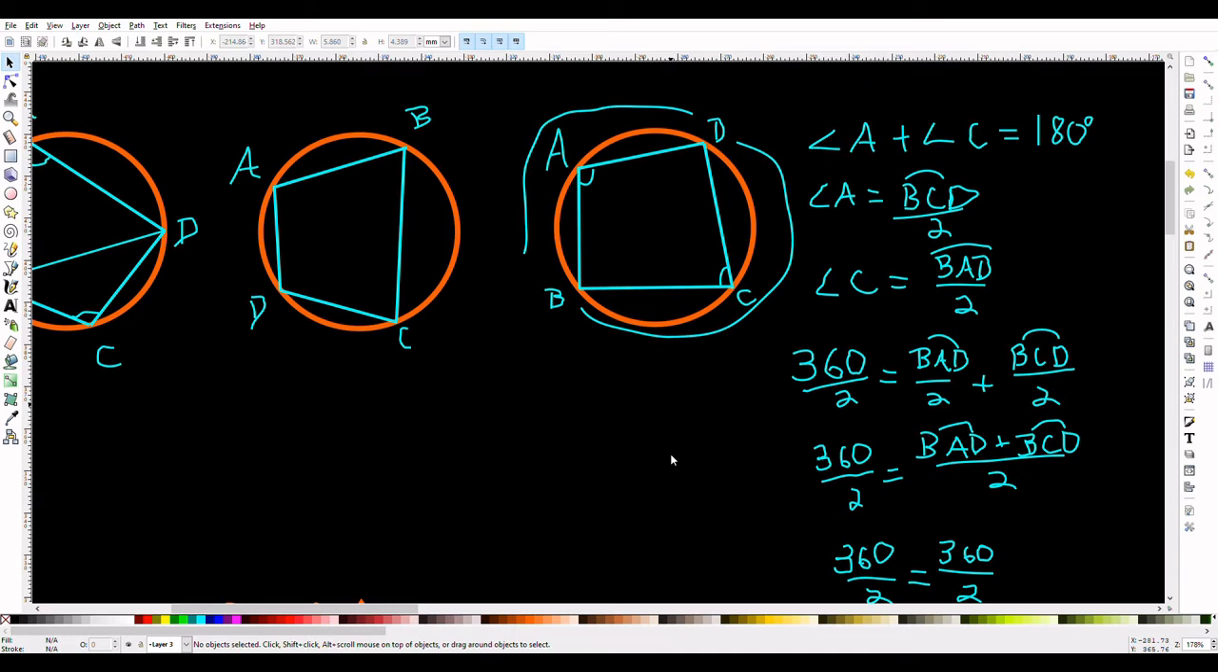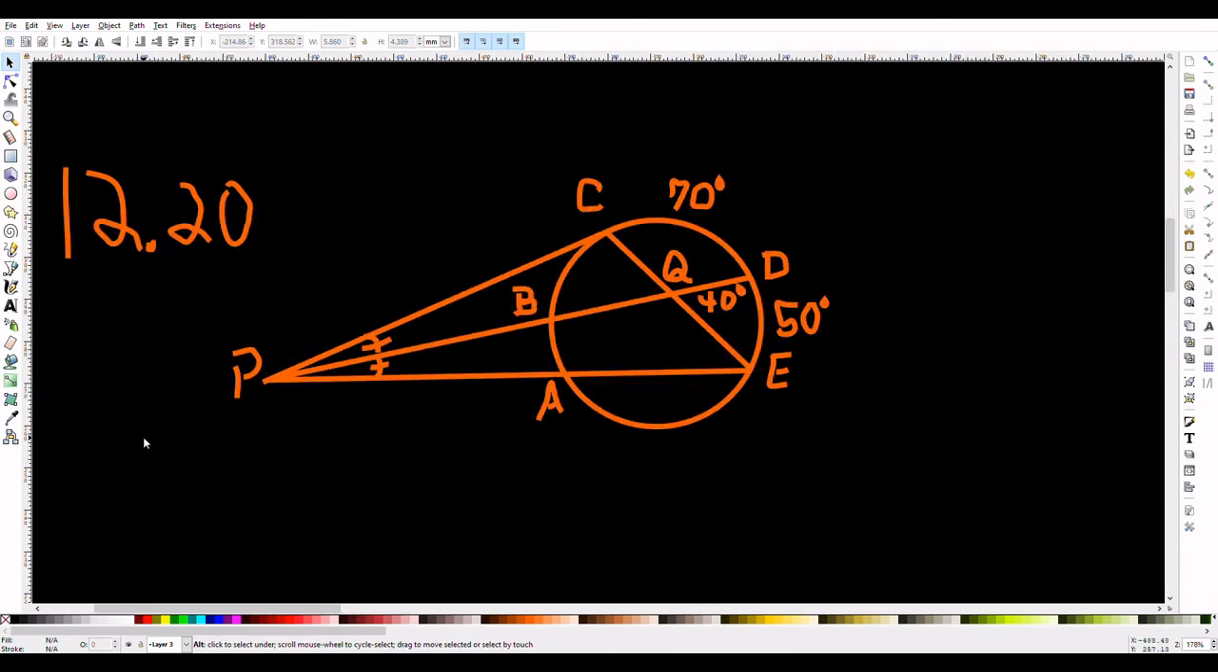The key clever thing that any good geometer must have done to demonstrate this proof definitively would be to have the core insight that another way of writing 180 degrees is 360 over 2, and to notice that BAD and BCD also total 360 degrees.